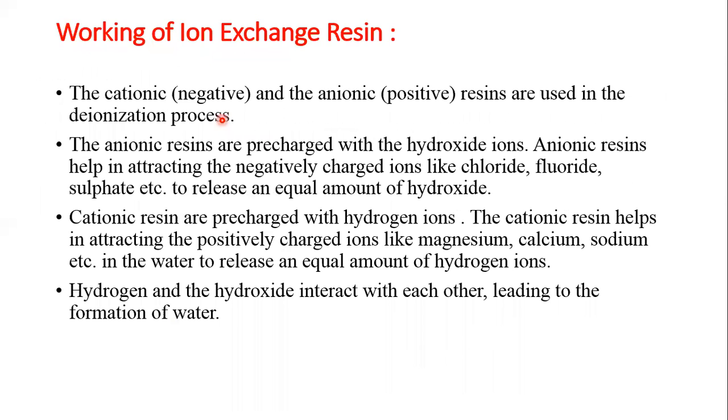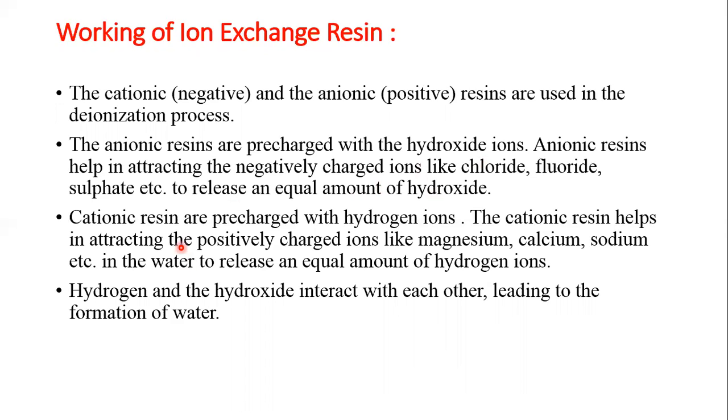Now let us see the working of ion exchange resin. Here we use the cationic and anionic resin for the deionization process. The anionic resin is pre-charged with the hydroxide ion, according to the structure of the compound. Anionic resin helps in attracting the negatively charged ions like chloride, fluoride, sulfates, and it releases an equal amount of hydroxides. That means anionic exchange resin has the OH minus ions that will easily exchange the other anions which are present in the water sample.